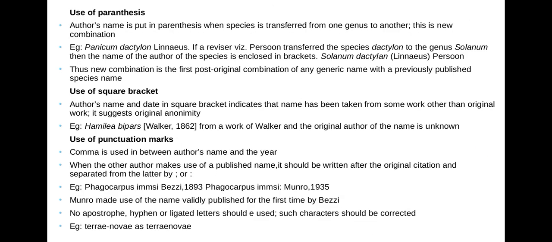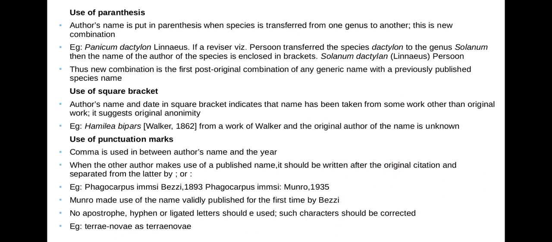Okay. Then use of parenthesis. Author's name is put in parenthesis or brackets when a species is transferred from one genus to another; this is a new combination. Okay. So this new combination is the first post-original combination of any generic name with a previously published species name. The use of square brackets for author's name and date indicates that the name has been taken from a work other than the original work. It suggests original anonymity. Anonymous. The original one is anonymous. The work of the worker and the original author of the name is unknown.